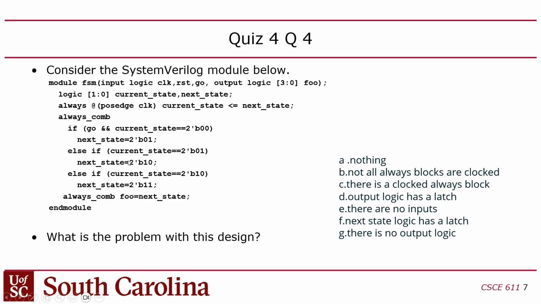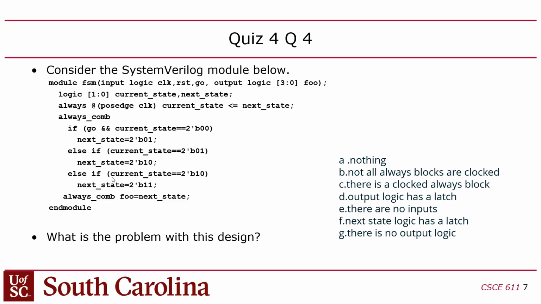Next state logic. Yes, the next state logic has a latch. Yes, there you go, that's true, right? We have an if statement and we don't have a default for the next state logic. So yeah, that's correct. The next state logic does have a latch because there's no else. There's no default value for next state if none of the if conditions match.